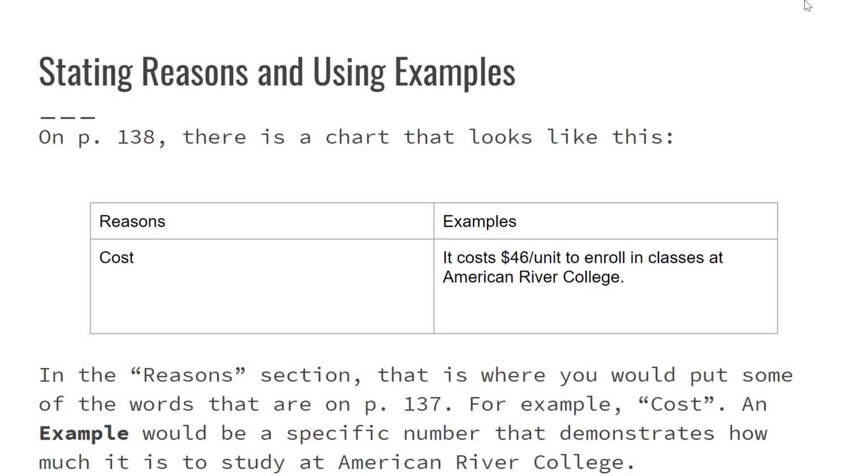On page 138, there's a chart that looks like this. It has reasons on one side, examples on the other. In the reasons section, that is where you would put some of the words that are on page 137. For example, cost, as I have put here. An example would be a specific number that demonstrates how much it is to study at American River College. So for example, I wrote it costs $46 per unit to enroll in classes at American River College.